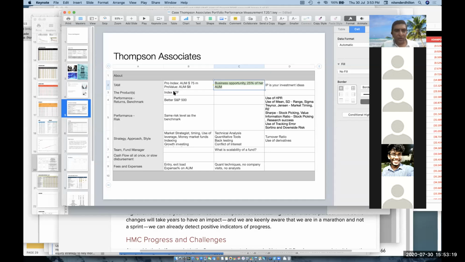So you should have started with saying that we've been in this business for so many years. Number of years is important. We've had so much of assets under management with us. These are two kinds of products that we've got. We've got an index ETF called, let's say, the Pro Index, and we've also got another portfolio called the Pro Value Fund. Right? Are we fine on this?